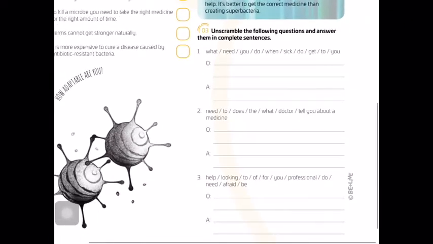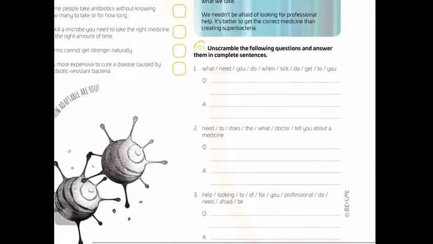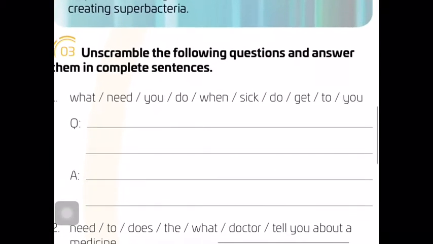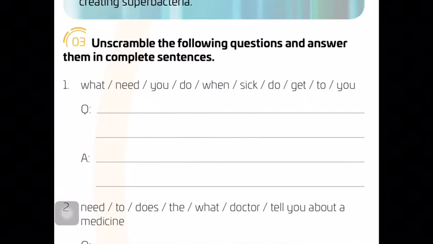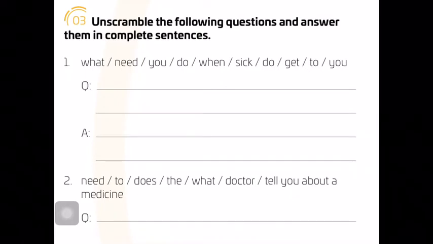Exercise number 3. Unscramble the following questions and answer them in complete sentences. Okay, what is to unscramble? Unscramble is to organize these words in the correct order. You have the words what, need, you do, when sick, do get, to you. You just have to organize these in the correct order to make a question. For example, what do you need to do when you get sick?